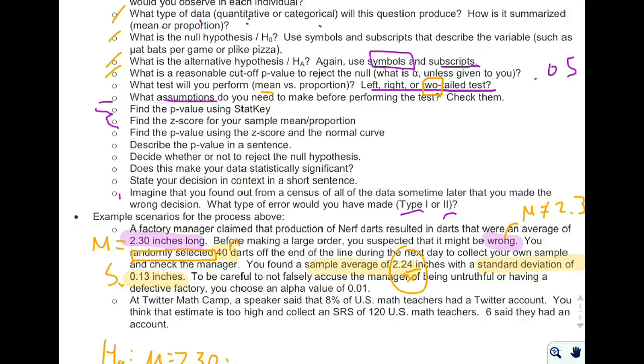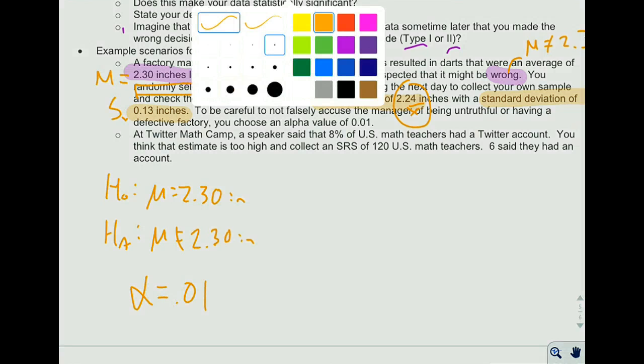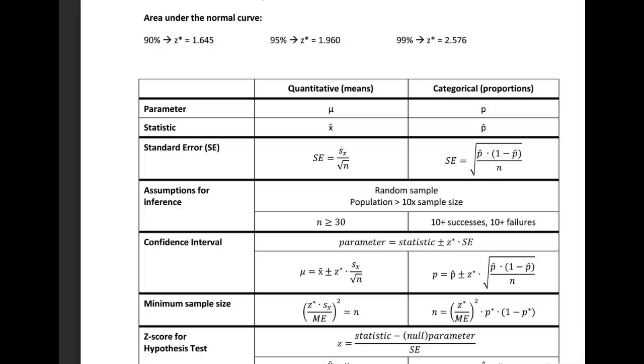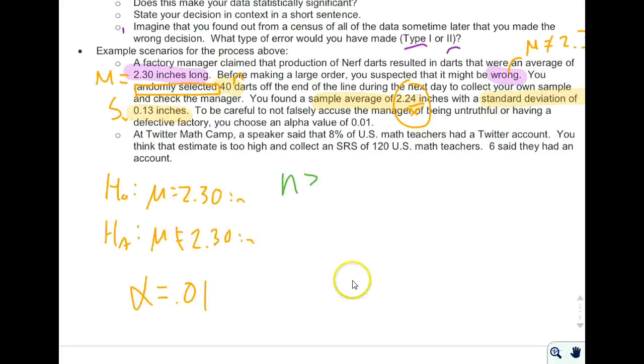For test of the mean, other assumptions we would need to check would include, and we get this straight off of our reference sheet, we need to check that we have a random sample. We did that. A population that is greater than 10 times the sample size, and a sample size of at least 30. It says we selected 40 darts, so we're okay with the sample size of 30 thing. If we're thinking about a Nerf dart factory, I'm guessing there is more than 40 times 10 or 400 Nerf darts at the Nerf dart factory. So we're probably doing okay with our population size being big enough. So all of those assumptions appear to be met.